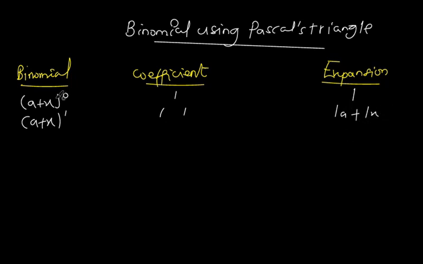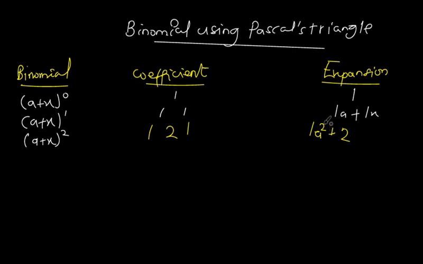Now from the second power it becomes interesting. So we have a plus x raised to the power 2. For this expansion we repeat the 1 over here. Now 1 plus 1, we add this to get 2 and write it in the middle. Then we repeat the 1 at the end again. So what this is telling us is that first we write 1, then the a term squared, then plus, then we write 2 as the coefficient.